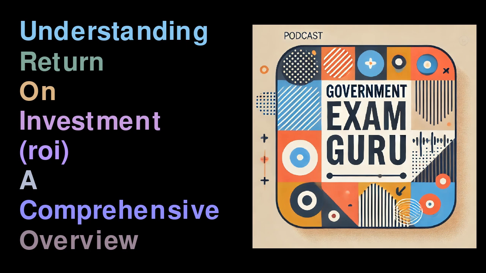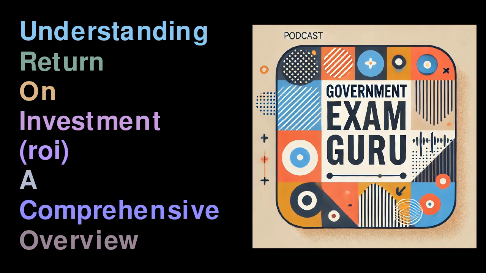Why is ROI important? Versatility. ROI can be applied across various asset classes, from real estate to stocks, allowing for easy comparisons. Simplicity. The straightforward nature of its calculation makes ROI a favored metric in financial analysis and reporting. Profitability indicator. By showing the rate of return, ROI helps investors in judgment calls, whether to proceed with or abandon an investment.